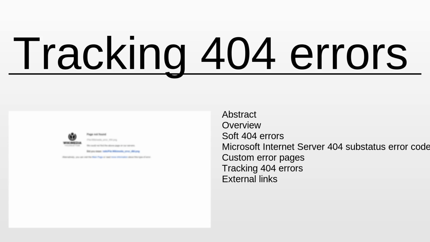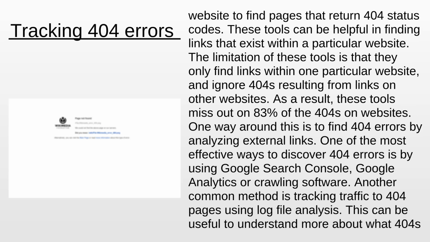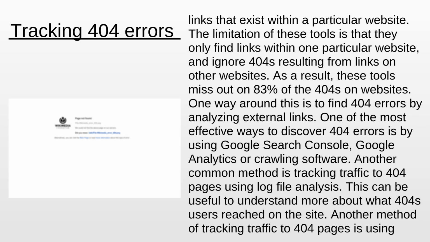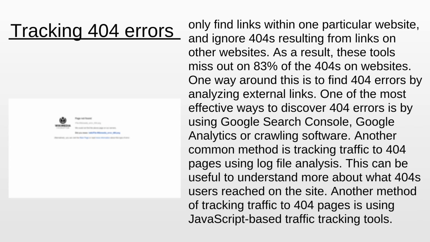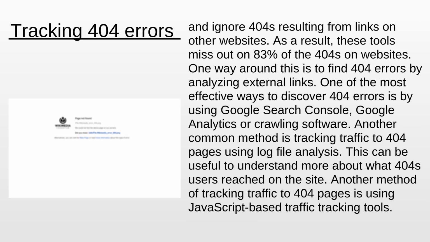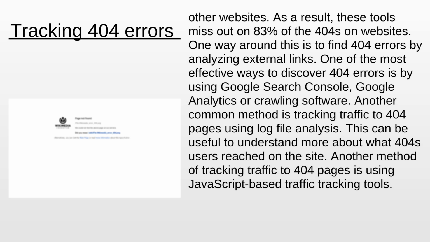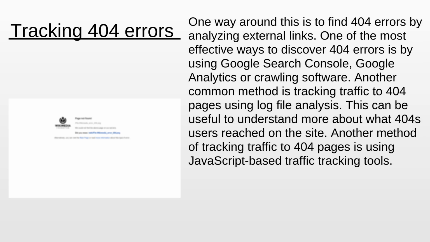Tracking 404 errors. A number of tools exist that crawl through a website to find pages that return 404 status codes. These tools can be helpful in finding links that exist within a particular website. The limitation of these tools is that they only find links within one particular website, and ignore 404s resulting from links on other websites. As a result, these tools miss out on 83% of the 404s on websites. One way around this is to find 404 errors by analyzing external links.